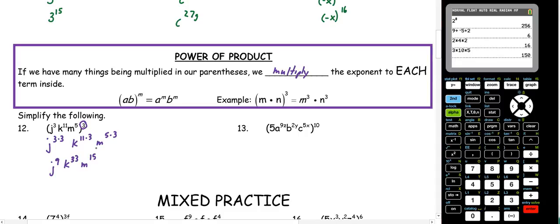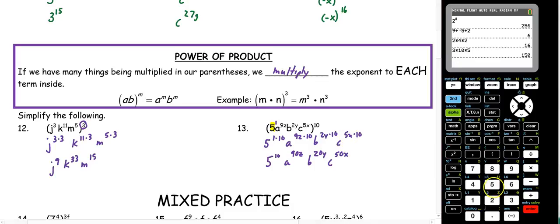Number 16. Here's where you got to be careful with 16. Notice that 5 right now doesn't have an exponent, but there's an exponent outside the parentheses, so remember that 5 really has an exponent of 1. So this becomes 5 to the 1 times 10, a to the 9z times 10, b to the 2y times 10, and c to the 5x times 10.